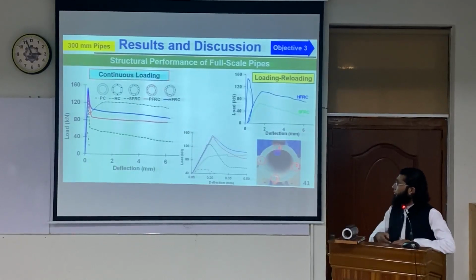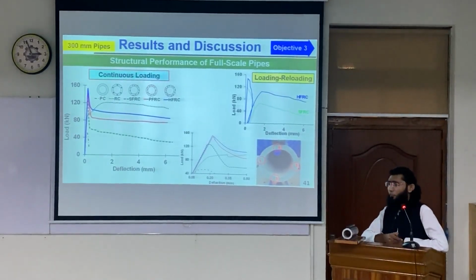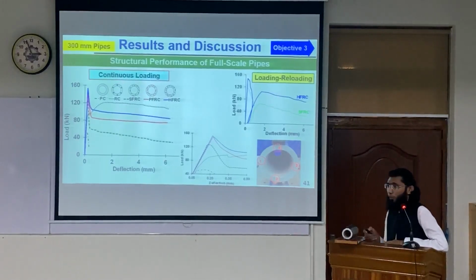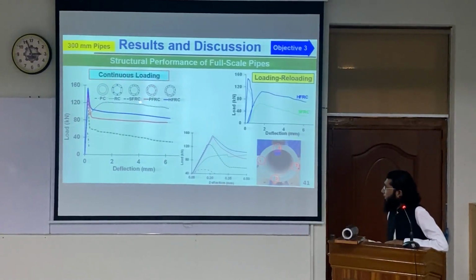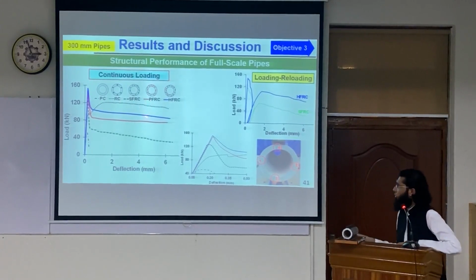So this is the result for the 300 millimeter full-scale pipes, in which 5 different types of pipes were tested under continuous loading and 2 tests under the loading and ring loading. So you can see the hybrid fiber, this blue line, which represents the hybrid fiber reinforced concrete pipes. It had very significant improvement compared with the other pipes, followed by the PP fiber reinforced concrete pipe.